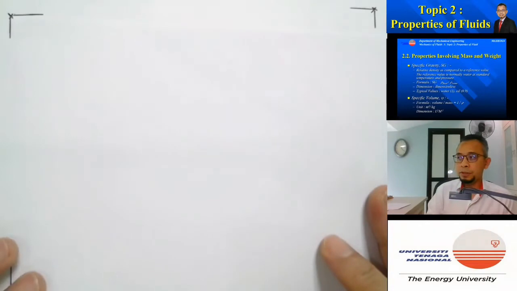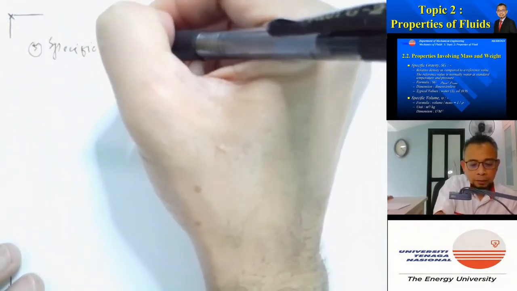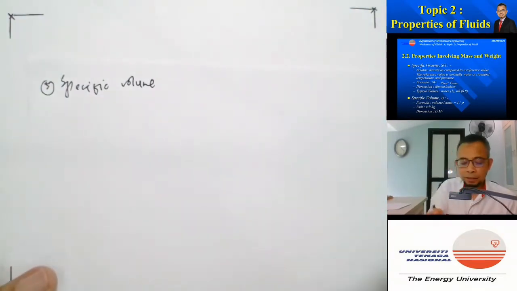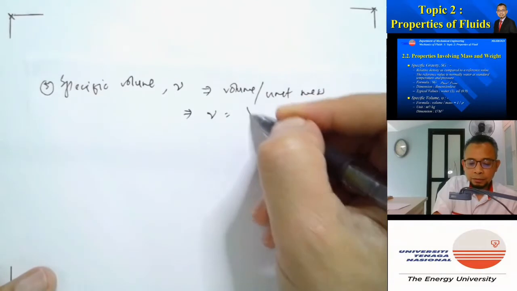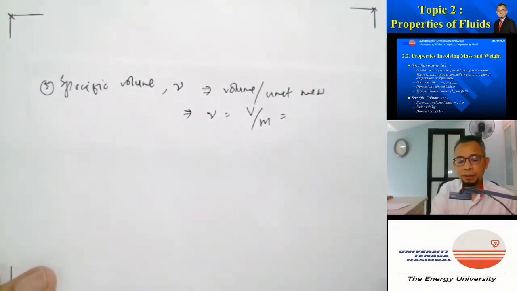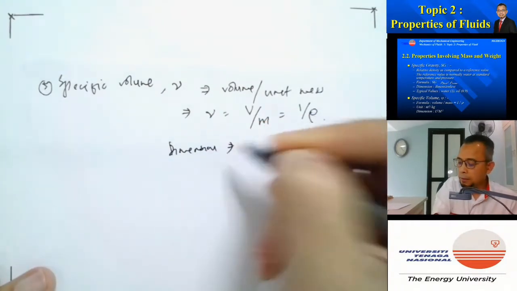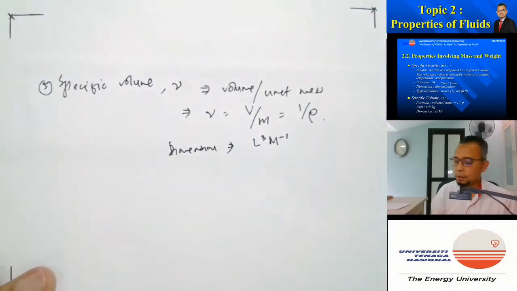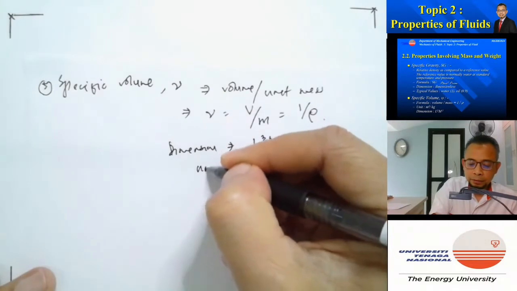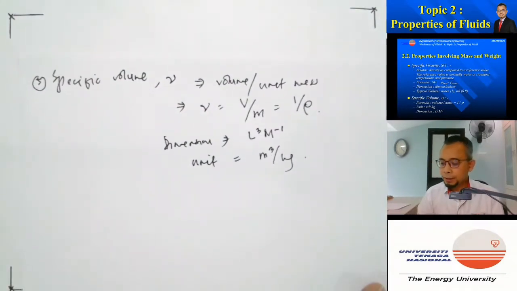The last one for properties involving mass and weight is specific volume. You have learned about this in your thermodynamics. Normally we use a symbol small v, specific volume, which we define as volume per unit mass. If you recall, mass per unit volume is density, so this is 1 over density. The dimensions are volume, L^3, and M^-1, so L^3 M^-1, and the unit is meter cube per kilogram. So it's the reverse of density, right?